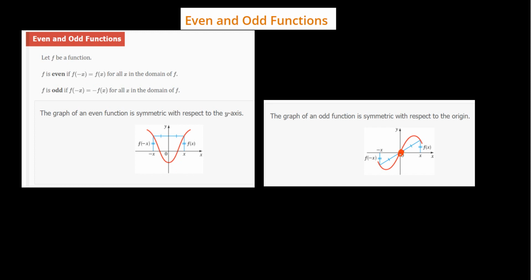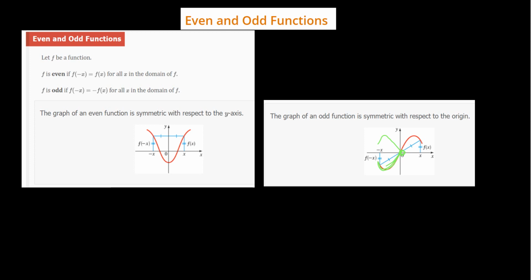Let's do a different color, maybe green would be good. The origin here. The origin is basically flipped across the y-axis and then flipped across the x-axis. So we have a reflection across the y and then a reflection across the origin.